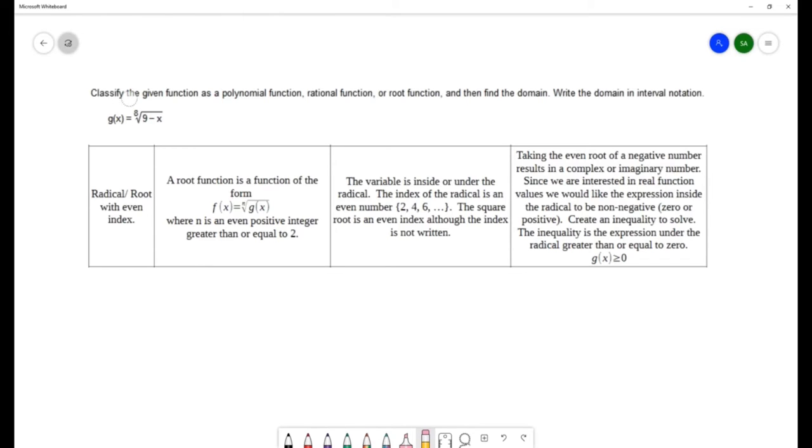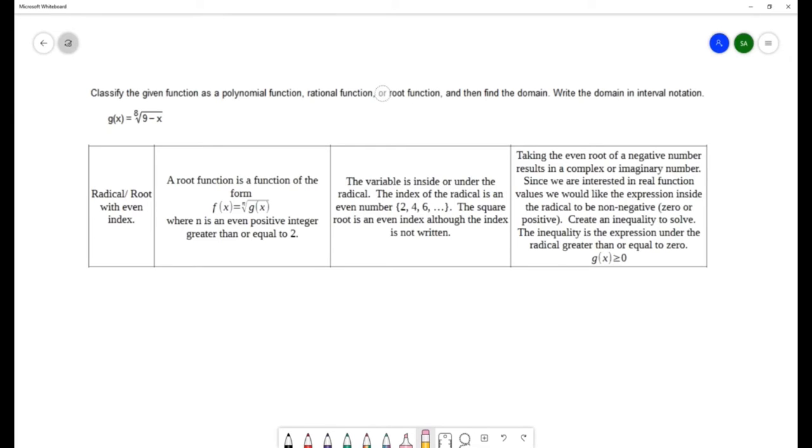We want to classify the given function as a polynomial function, a rational function, or a root function, and then find its domain. Write the domain in interval notation. The function we're working with is g of x equals the 8th root of 9 minus x. So I don't know if that makes the classification of the function obvious, but we have the 8th root, and that's going to make this a root function.